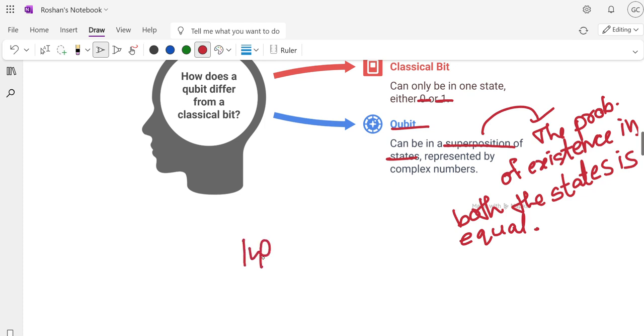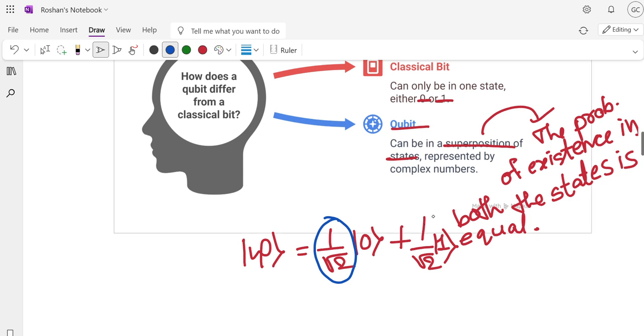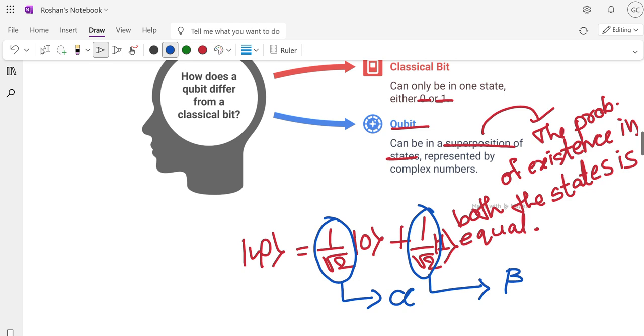Yeah, psi equals 1 by root 2 ground state plus 1 by root 2 excited state. Okay. What are 1 by root 2 and 1 by root 2 here? The first 1 by root 2 refers to alpha and the second one refers to beta. What are alpha and beta? Alpha and beta are the probability amplitudes. That means the probability of getting the 0 state is 1 by root 2 and the probability of getting the 1 state is also 1 by root 2.